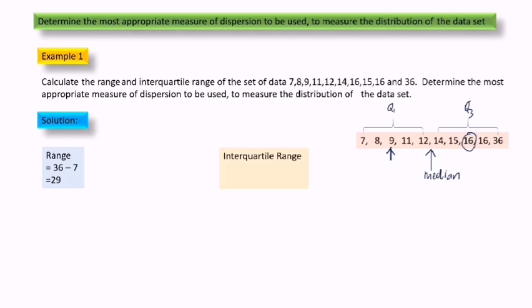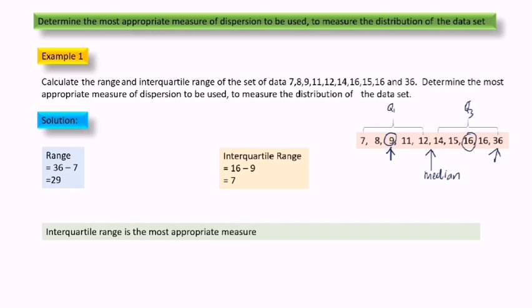Interquartile range is third quartile minus first quartile. So equal to 16 minus 9. Interquartile range equal to 7. After we find the range and interquartile range, we need to determine the most appropriate measure of the dispersion to be used to measure the distribution of the data set. So, interquartile range is the most appropriate measure of the dispersion because the existence of the outlier 36.